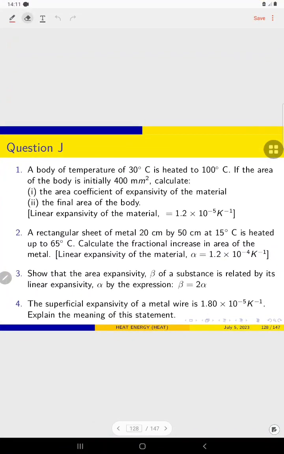Yes, students. So let's look at question 3. We are supposed to show that the area expansivity beta of a substance is related to its linear expansivity by the expression beta equals 2 alpha. We are already conversant with this equation and we want to show that, right? So how do we show this?